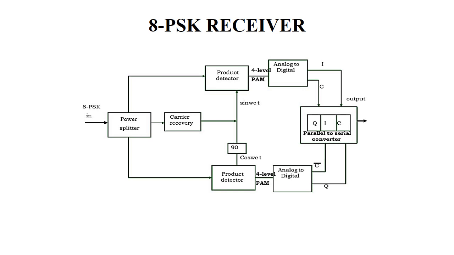So the analog to digital converters obtain the binary data from the 4-level PAM signal. Then the bits Bk, Bk plus 1, Bk and Bk plus 2 are given to the parallel to serial converter. So it will give the serial data back. Then it will provide the output as binary data output.